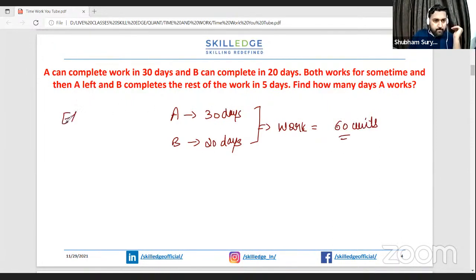Now we need to figure out the efficiency of A, which is going to be 60 by 30. So it's going to be 2 units of work which is being done per day. If I talk about the efficiency of B, it's going to be 60 by 20, which is 3 units of work which is being done every day.